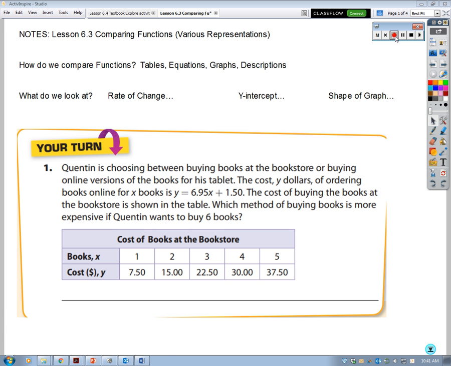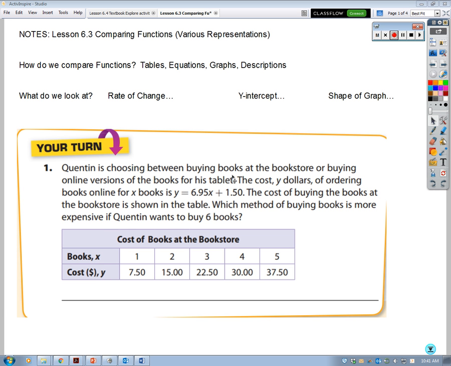Okay, Math 8 students, we are starting lesson 6.3, and that is comparing functions. So we're looking at various representations of those functions. We are starting with thinking about what we're looking at when we're comparing functions. We're looking at tables, equations, graphs, and descriptions, and we want to be able to compare functions that are in different formats. So a table to an equation, a graph to a description, all these good things.